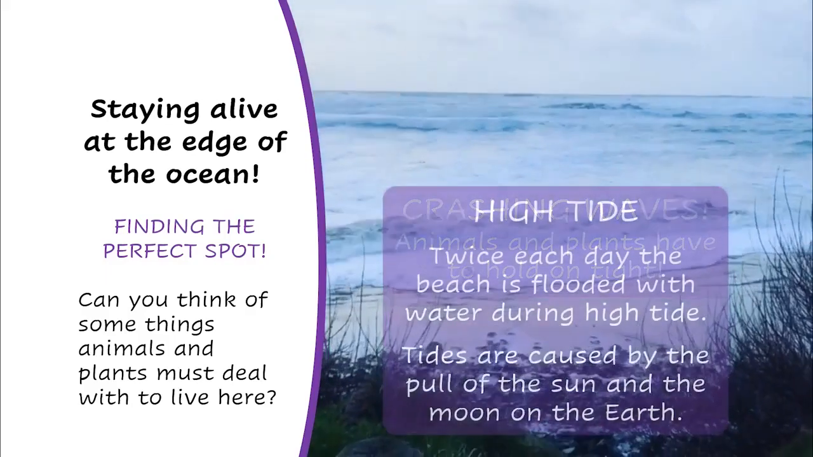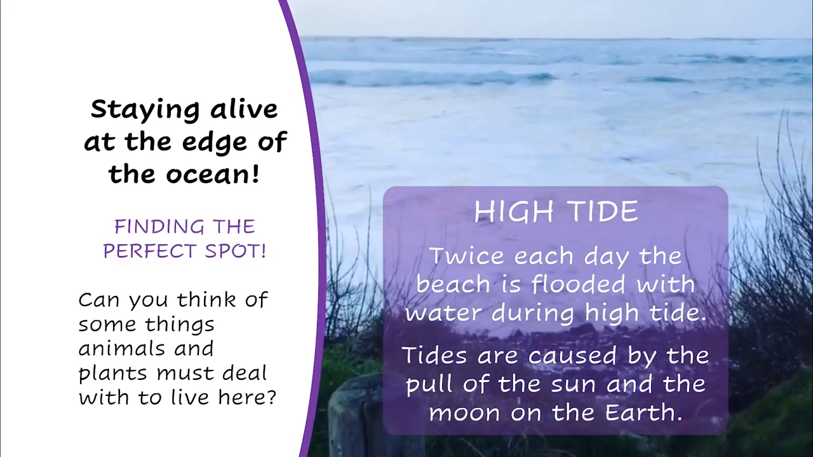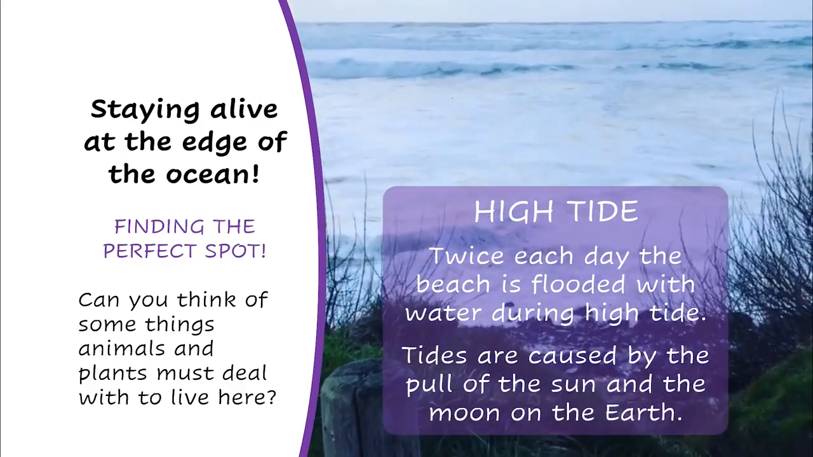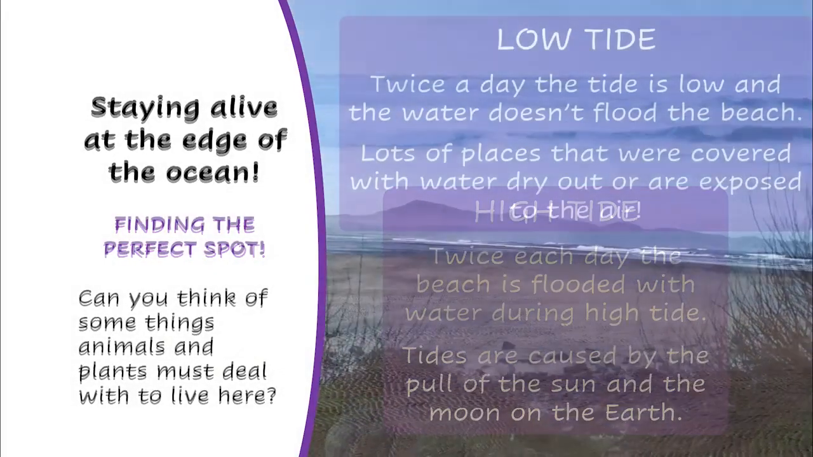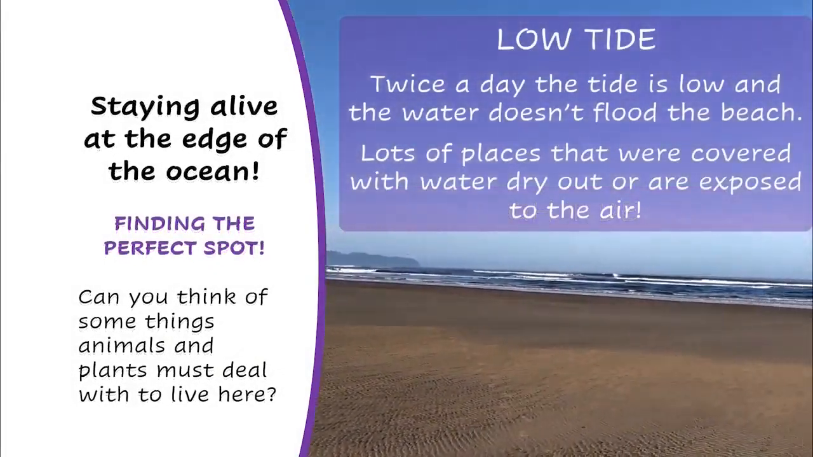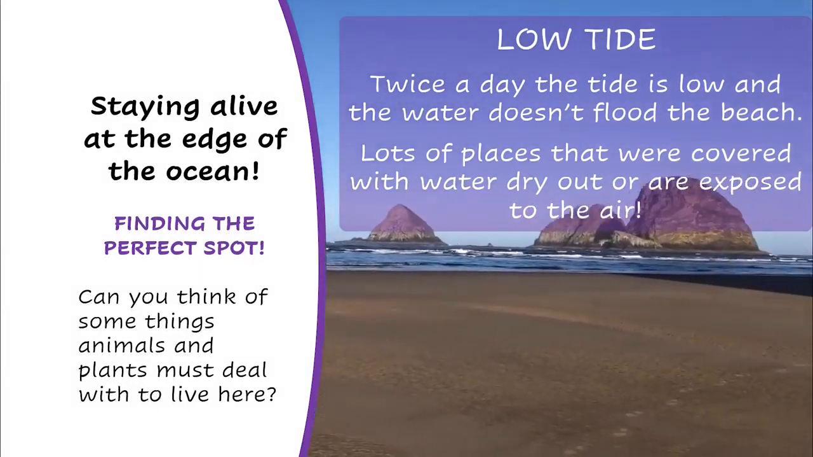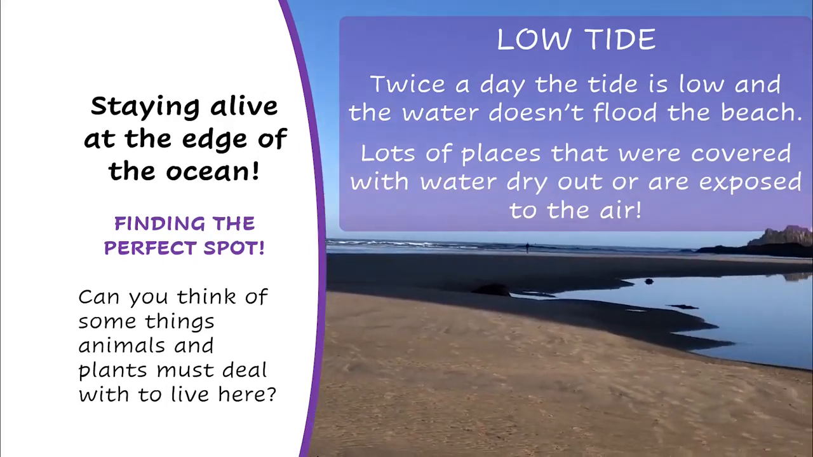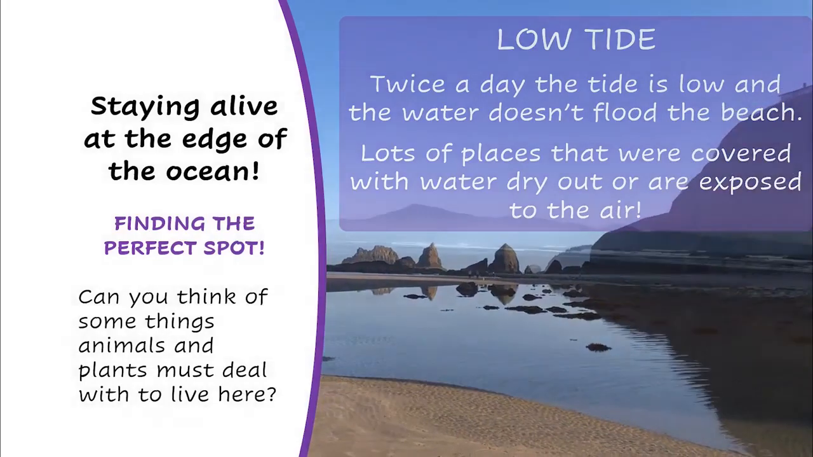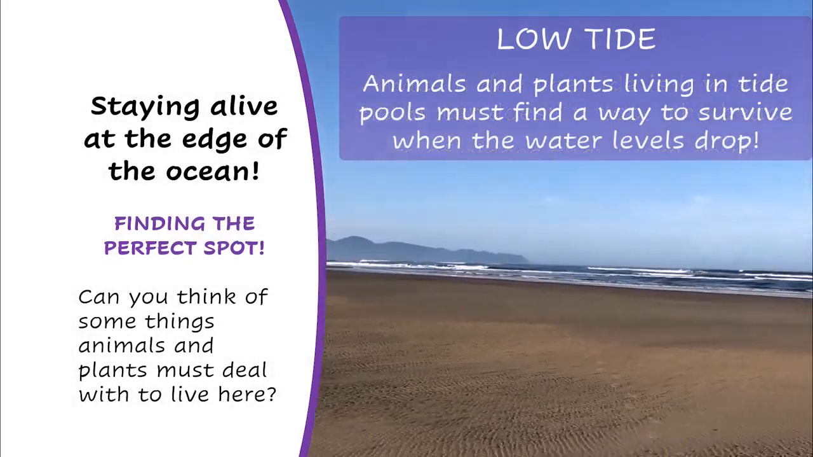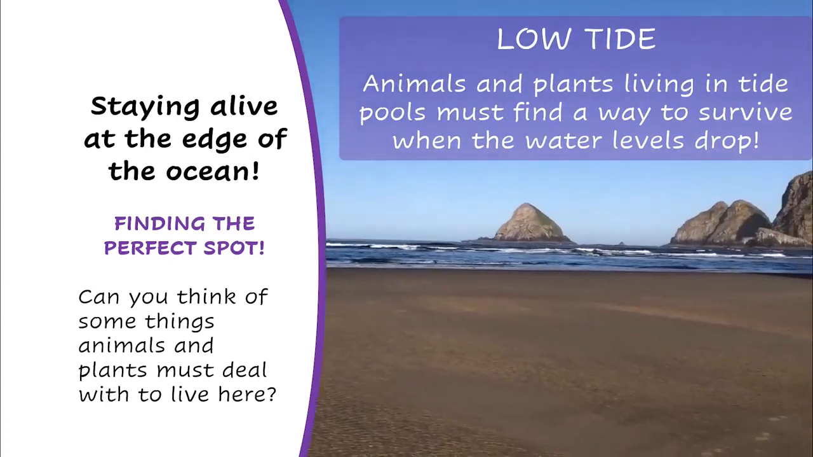Twice a day, the beach is flooded with water during a time called high tide. Tides are caused by the pull of the sun and the moon on the earth. That pull from the sun and the moon also causes the tide to go out twice a day during a time called low tide. During low tide, lots of places that were covered with water dry out and are exposed to the air. Animals and plants living in the tide pools must find a way to survive when the water levels drop.